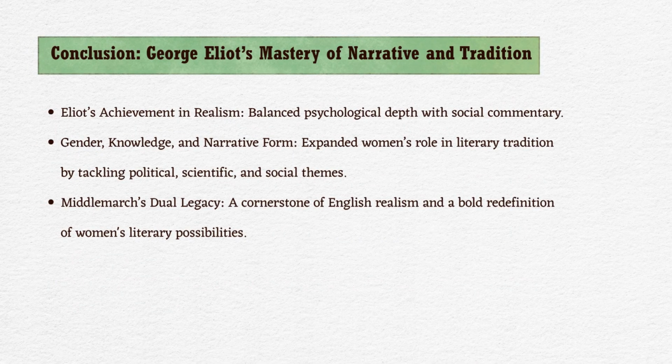To conclude, Middlemarch is not just an outstanding example of realistic fiction. It's also George Eliot's quiet yet powerful rebellion against literary and social norms. Eliot masterfully blends mimesis and diegesis to create a rich, layered narrative, and by adopting a male pseudonym and writing about subjects like politics, science, and societal reform, she broke through gendered restrictions and asserted that women writers too could engage with the broader intellectual debates of their time.